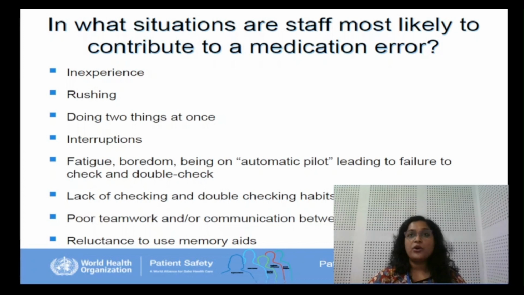We saw in previous modules how repetitive tasks can reduce one's attention, leading to errors. Poor habits such as failing to habitually check and verify, poor communication between the team members, and a reluctance to use memory aids. It may be a personal reluctance or even an organizational phenomenon.